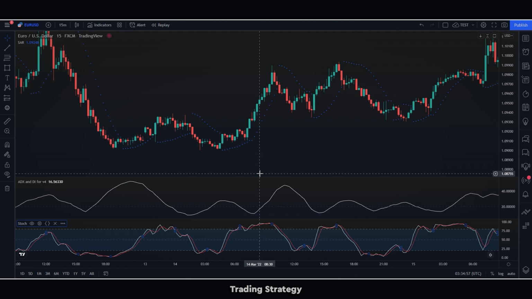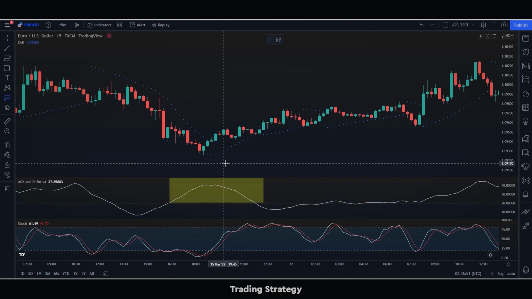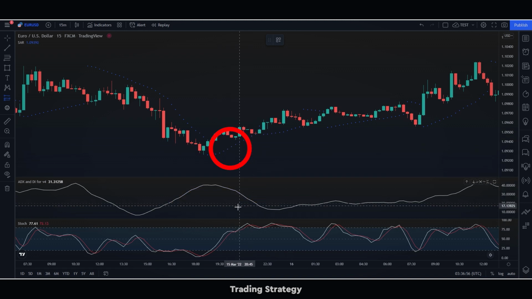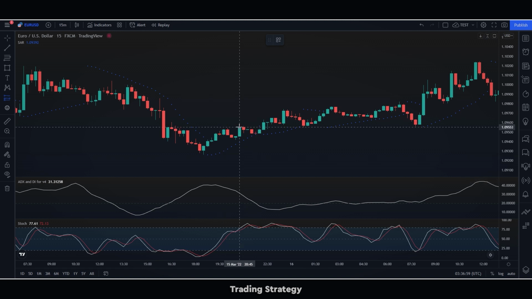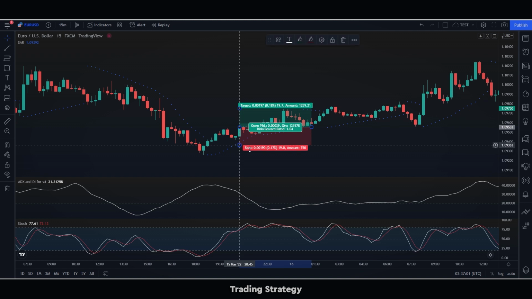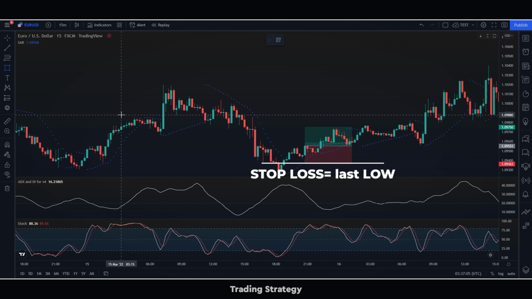Let's look at the example of a buy operation. To carry out a buy operation, the first thing we will have to do is see that the ADX line is above 20, to know that there is a strong trend. If this is so, we will have to make sure that the Parabolic SAR marks points below the price. If this is also true, we will carry out the purchase operation when the white line of the stochastic crosses the red line from the bottom up. We will place our stop loss at the last low and our take profit at the support and resistance zones with a minimum risk-benefit ratio of 1:1.